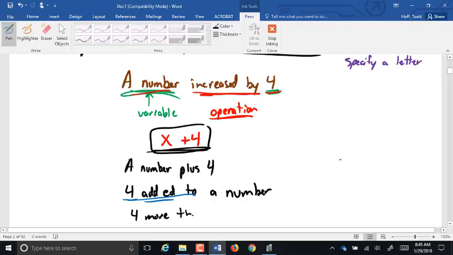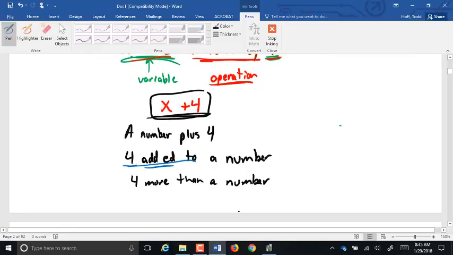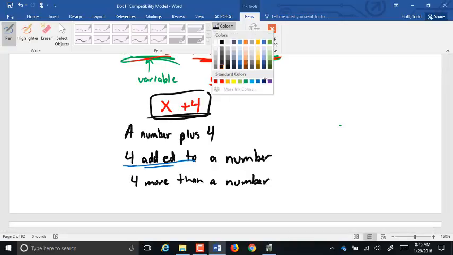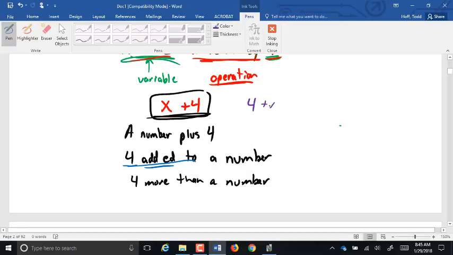Four more than a number. Could be x plus 4 or 4 plus x. Doesn't matter whether we have x plus 4 or 4 plus x. Oh, we just mentioned that commutative property again. When we add, the order of the numbers doesn't matter.